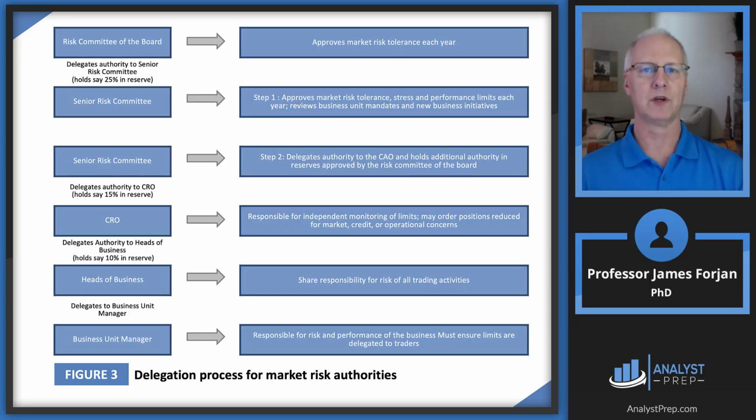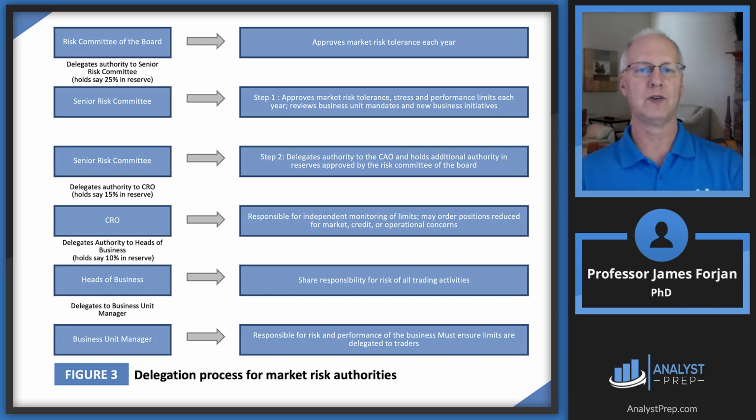How about market risk authorities? All right, we have a couple of steps here. So we got the risk committee, senior risk committee, the chief risk officer, the heads of every business, and then the business unit managers. And so what does this risk committee do? Approves the market risk tolerance pretty regularly. I mean, let's go ahead and say each year.